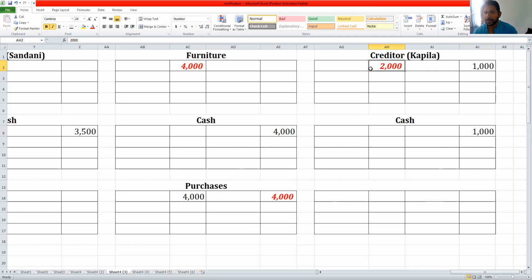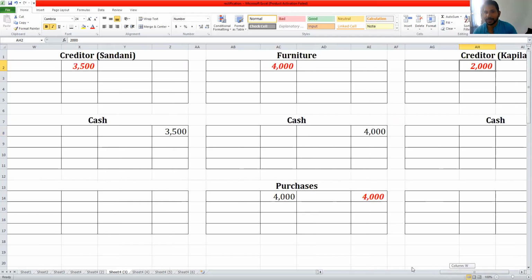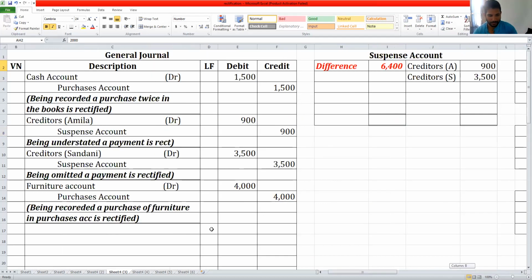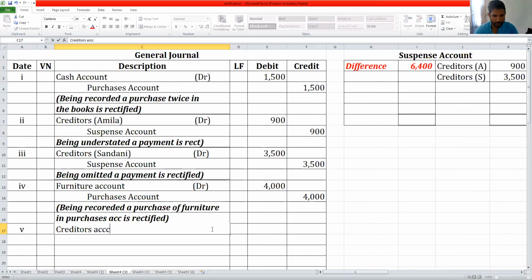Now, the next question is where to credit it? Suspense. Creditor's account debit 2,000. Suspense account credit 2,000.